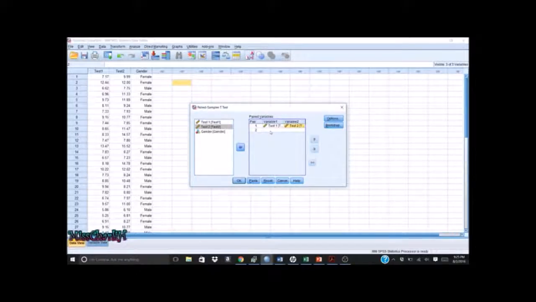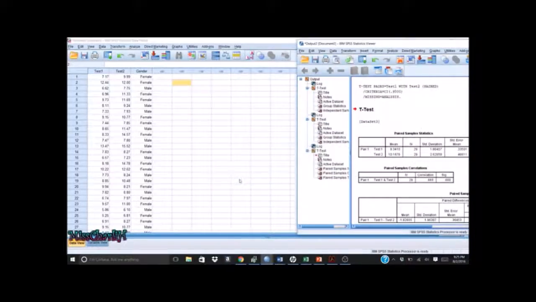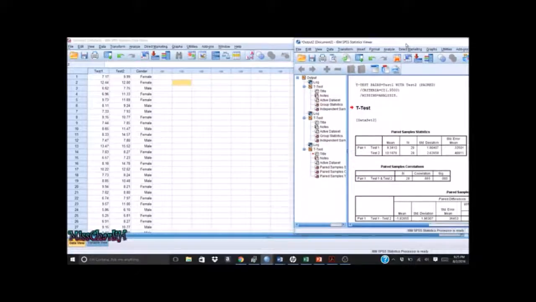It opens up. I can run 3 or 4 paired tests at the same time. We're not going to do that. We're just going to run the one tonight, but I can. I look at my options box. That's not one that has any information for me. So I hit OK, and voila, I am done.